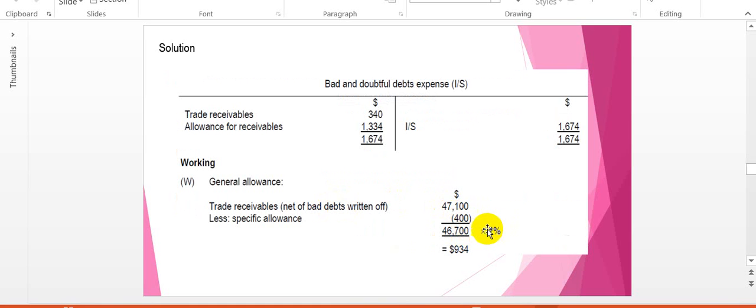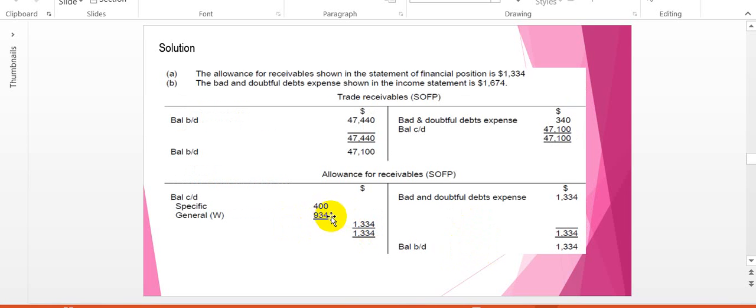We apply the general bad debt allowance of 2%, which gives us 934. So the 934 plus the 400 will be the total allowance for receivables, which will be taken to the allowance for receivables account. So 400 plus 934 will give us 1,334.